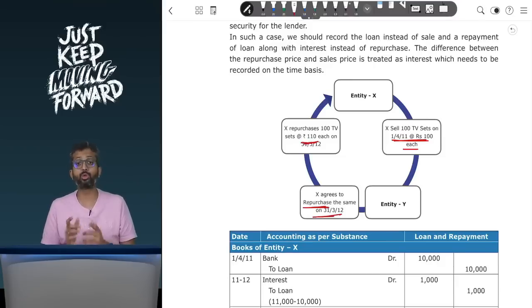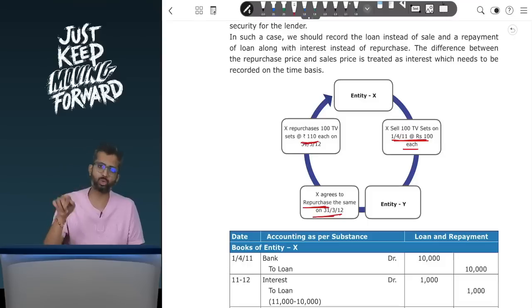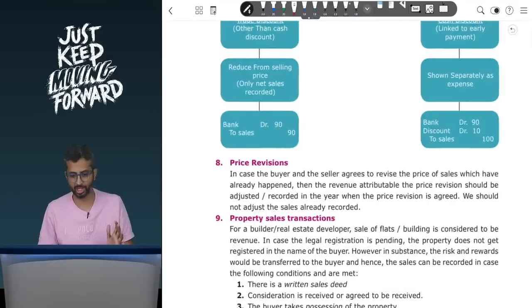And as a result, you will pass the entry: bank account debit to loan 100, during the year interest account debit to loan 10, and then at the end of the year loan account debit to bank 110.